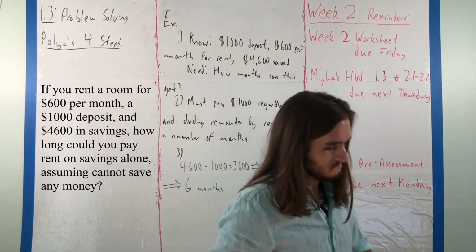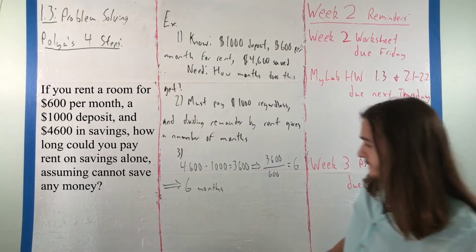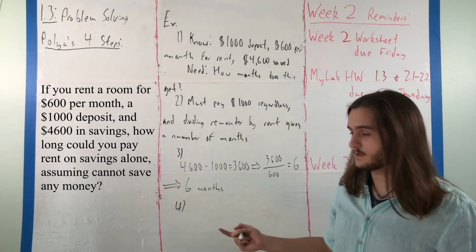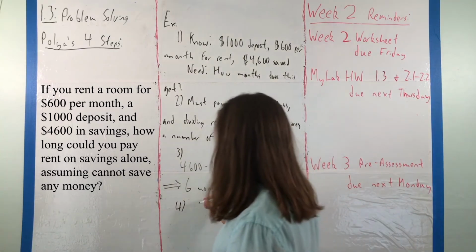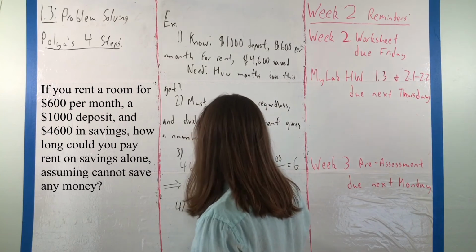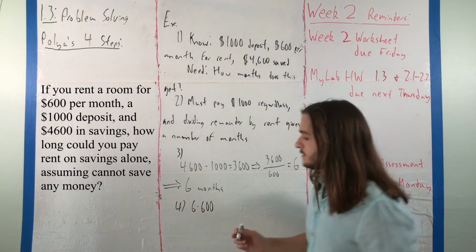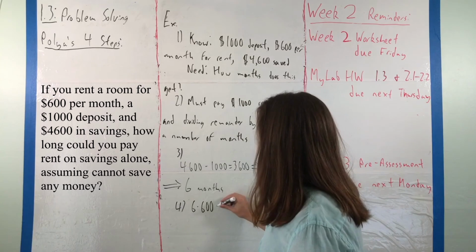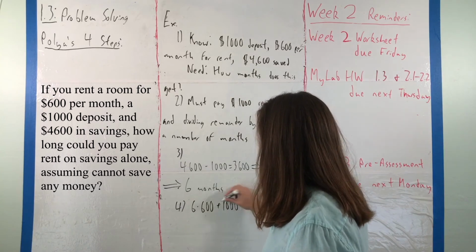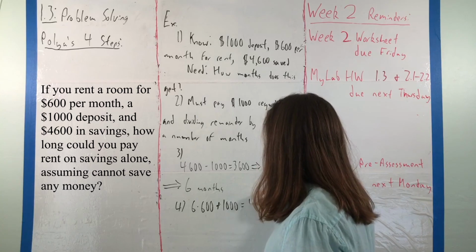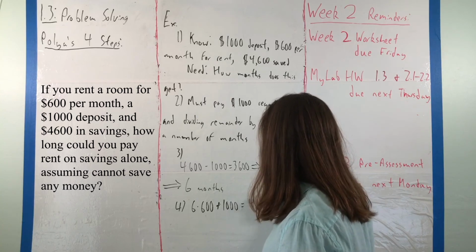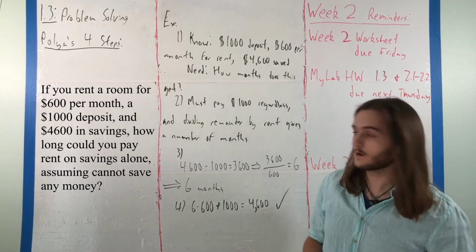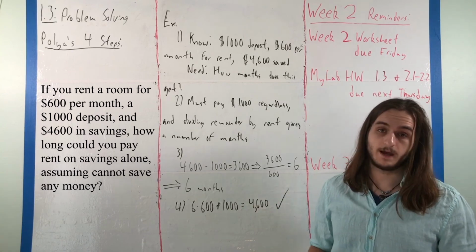And then for step 4, we just want to check back through our math. If we want to check this one, it's pretty straightforward. We think it's 6 months. Well, if you take 6 and multiply it by 600, that will tell you how much 6 months would cost on this rent. And then add the 1,000 you have to spend for the deposit, and you end up with a total cost of 4,600. So our plan worked, our math worked, and that tells us how long we would have in that scenario.